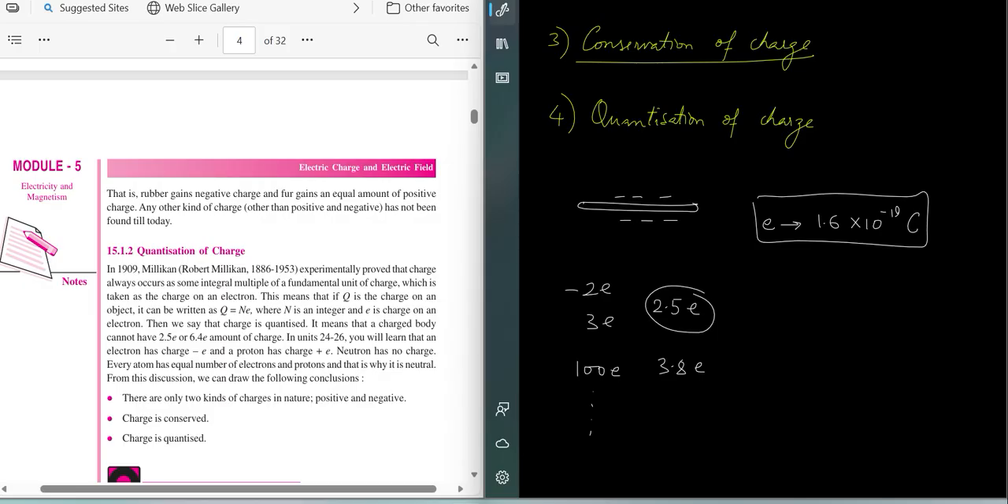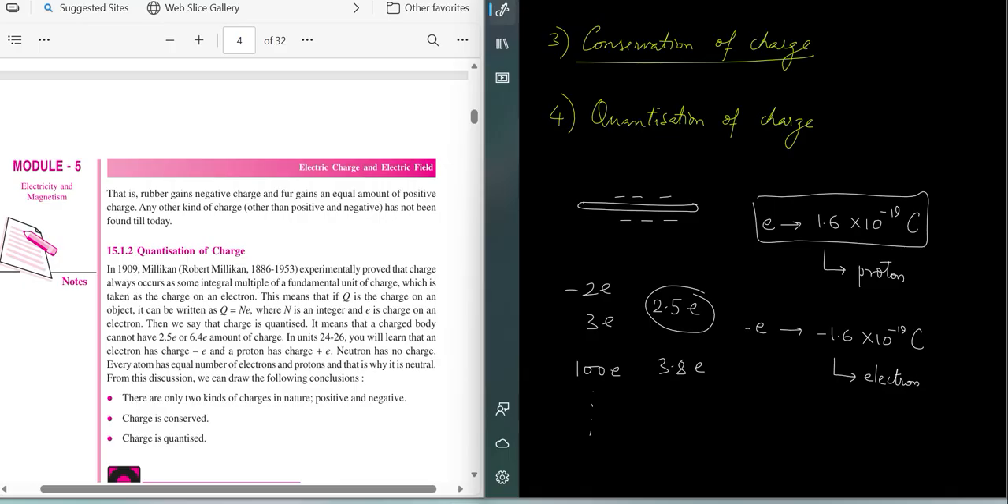So this basic unit, 1.6 into 10 raised to minus 19 coulomb, is the charge on a proton. And on an electron, because we know that by convention an electron has negative charge, the magnitude of charge is the same, but the sign will be minus. So minus 1.6 into 10 raised to minus 19 coulomb will be that on an electron. We can call it minus e.